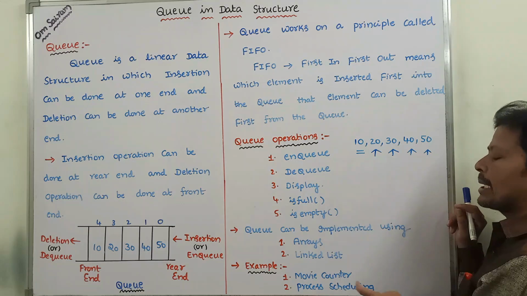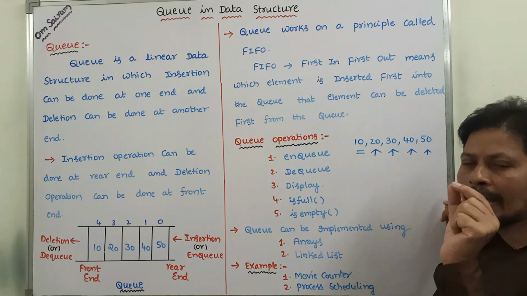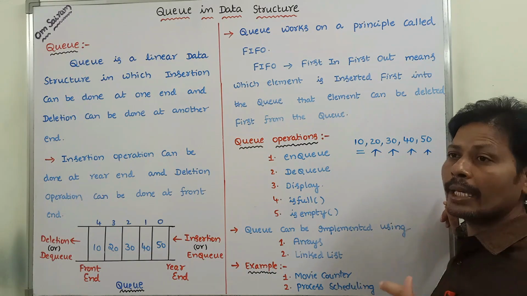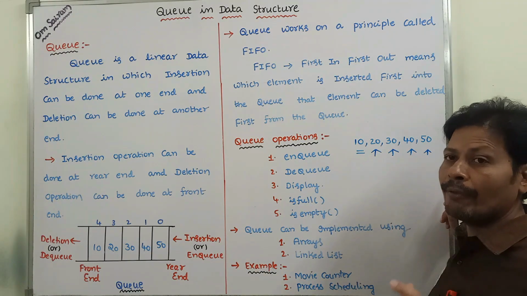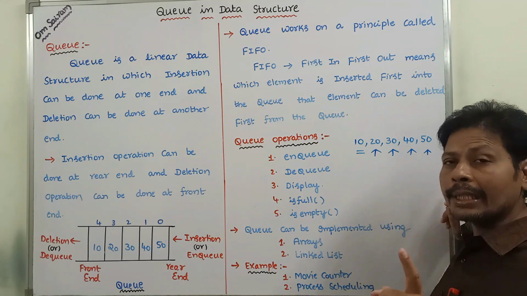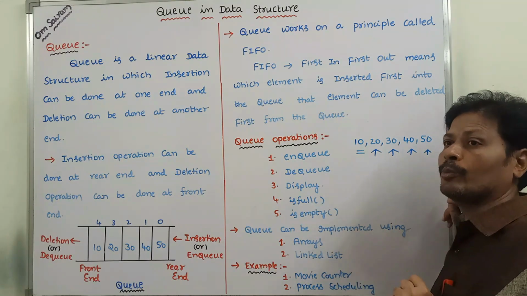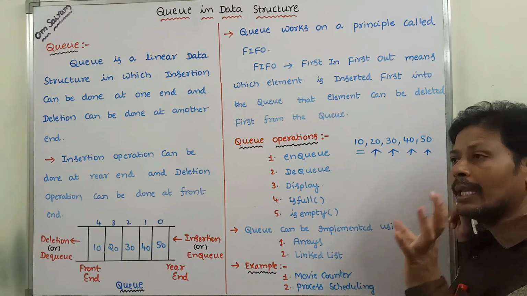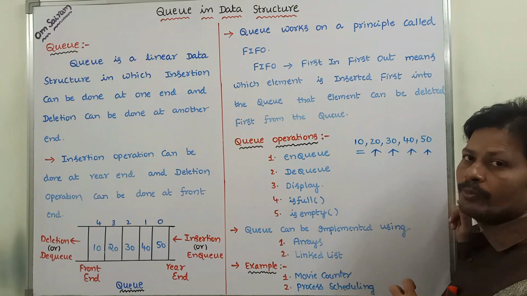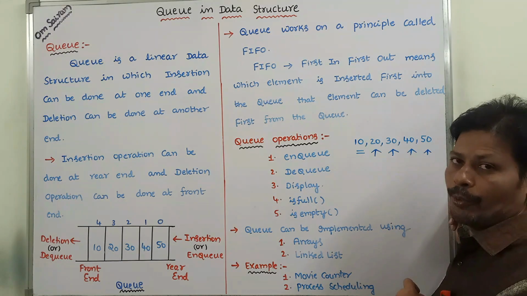Next one, process scheduling. Suppose we are taking one CPU. On that CPU we want to execute 5 processes: P1, P2, P3, P4, P5. At a time, one process is executed on the CPU. At that time, these 5 processes are stored in a queue. So that is called process scheduling.